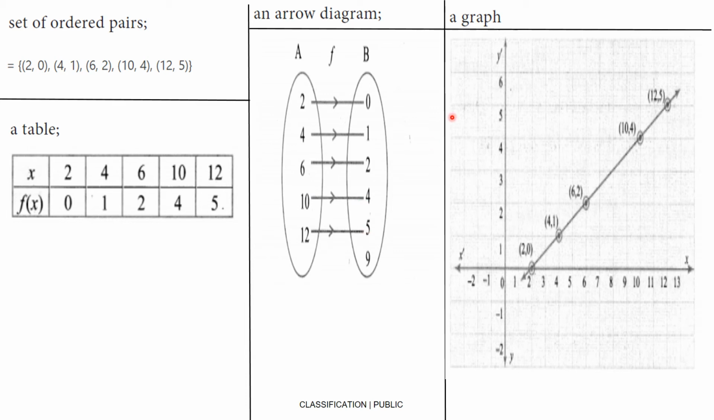And the graph also, you plot the points. Here also 1, 2, 3, 4. What is the map? On the x-axis, the points (2, 0), (4, 1), (6, 2), (10, 4) and (12, 5). Understood? You draw this graph also.